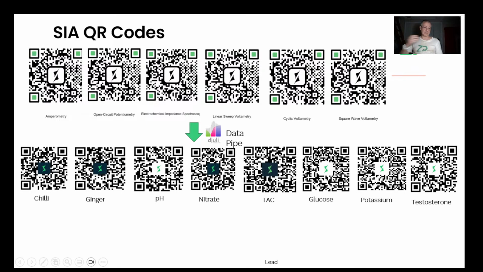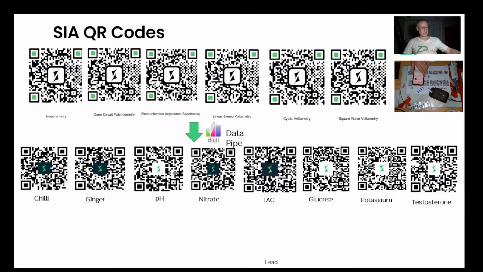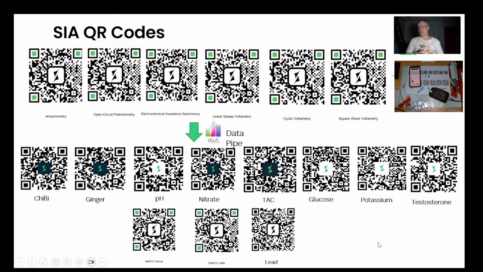It exists in the cloud, but this system automatically sends the data to the cloud. Then we've got these other QR codes that mean once the data's gone through a data pipe, you can turn it into something meaningful, by which I mean concentrations of analytes. We've got chili, ginger, pH, nitrates, total antioxidative capacity, glucose, potassium, testosterone, NADCC, 2 of those because we've got the assay available in 2 modalities, and we've also got lead.